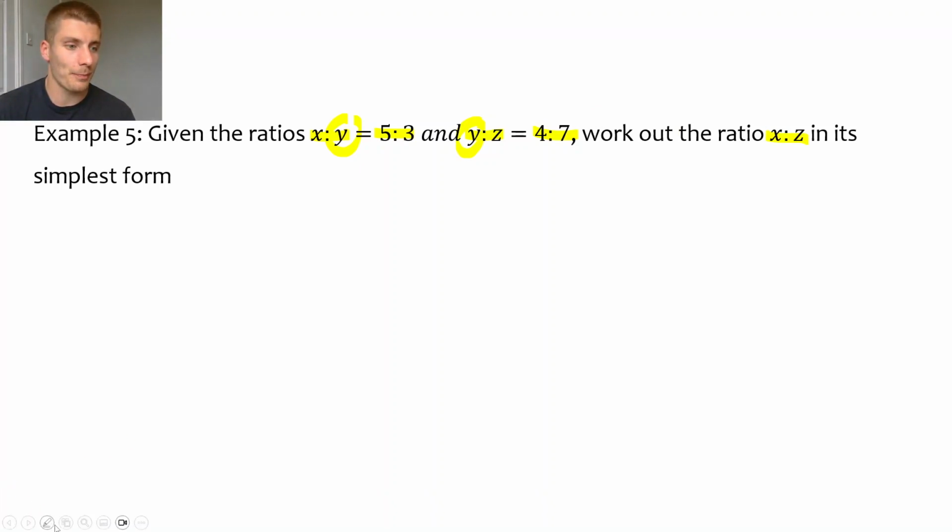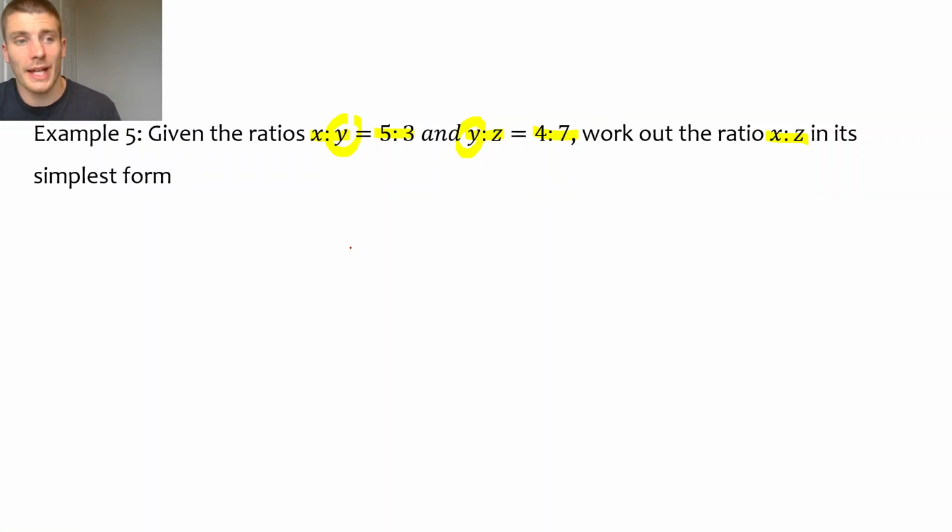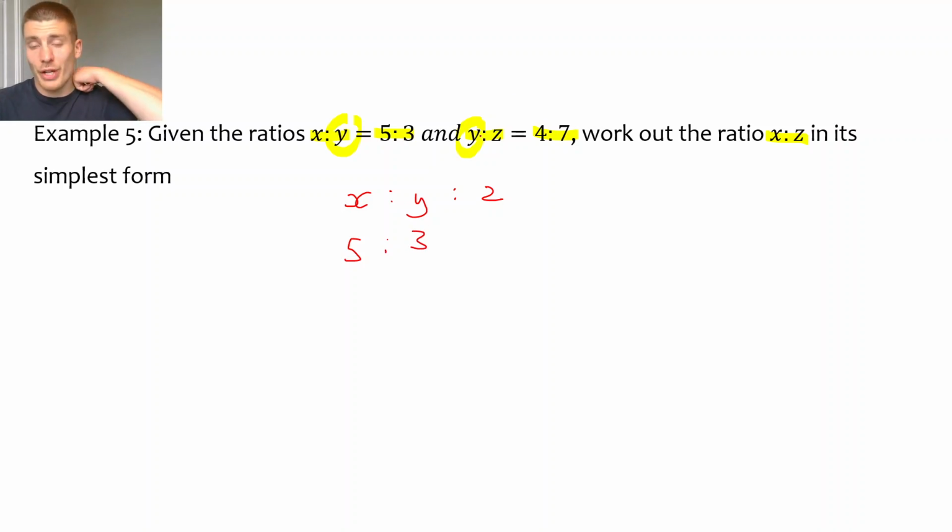So what I would do here is, you've been given three different variables, x, y, and z. So write this out: x to y to z. Now the first one, you've got x to y is 5 to 3. The second ratio, you've got y to z is 4 to 7. Because you've got y in both of them, if you get y to be the same, you can compare the parts of x and z to y.